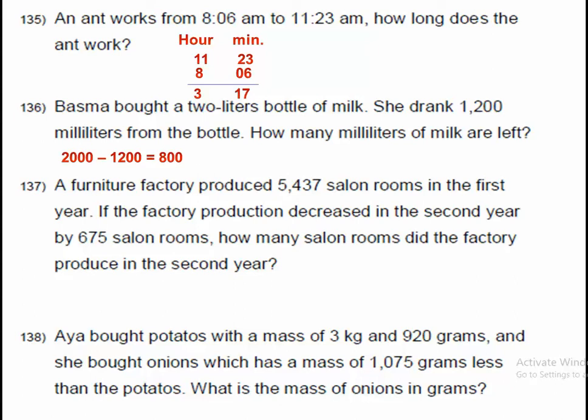A furniture factory produced 5,437 salon rooms in the first year. If the factory production decreased in the second year by 675 salon rooms, how many salon rooms did the factory produce in the second year? Here this is the whole and this is part, so whole minus part, 5,437 minus 675 equals 4,762.